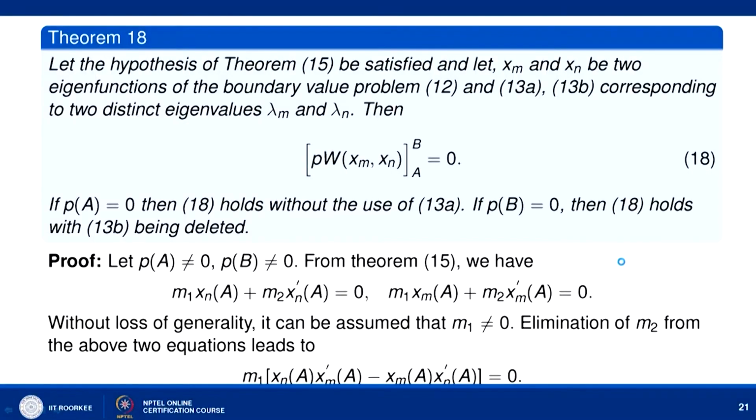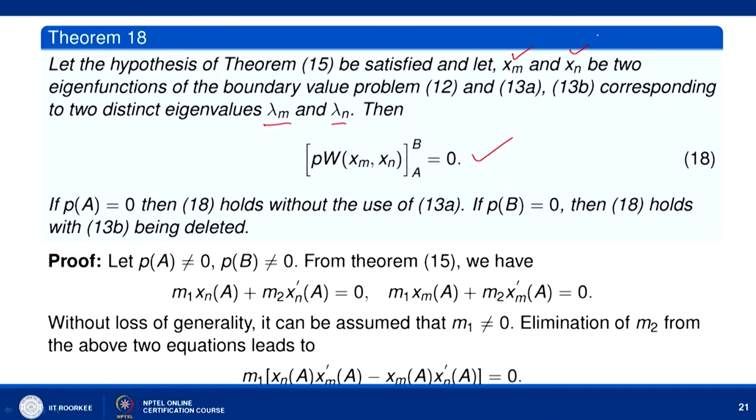Let the hypothesis of theorem 15, that is, the existence of eigenfunctions theorem, be satisfied, and let xm and xn be two eigenfunctions of the boundary value problem corresponding to two distinct values lambda m and lambda n. Then this boundary condition holds true. Because we have assumed that if this boundary condition holds, then the corresponding eigenfunctions xm and xn are orthogonal to each other with the weight function r of x.